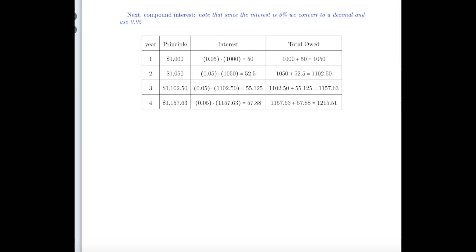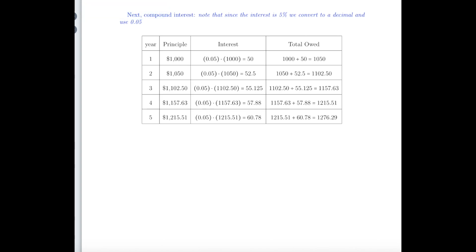And finally, long awaited, our year 5. Year 5, we take our, oops, I forgot a 1 there. There we go. Our year 5 is going to be the 1215.51 here from our total owed of the previous year, multiplying that by our interest rate, which is 0.05, gets us to 60.78. We then add 60.78 onto our owed from the previous year to get us that 1276.29.